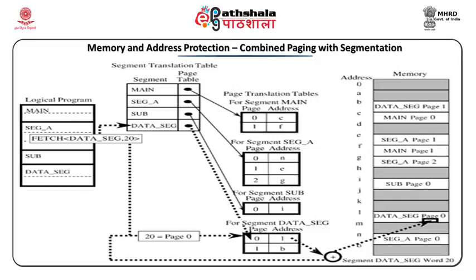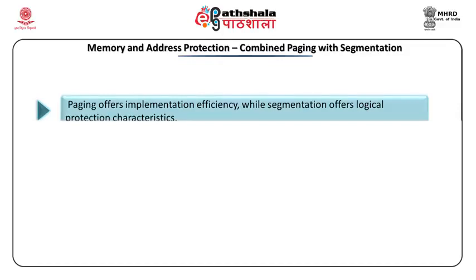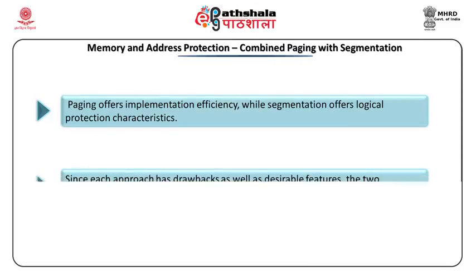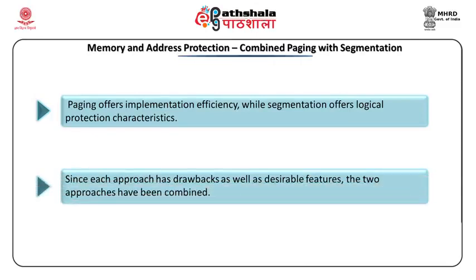So get the actual physical address of that page. If you check the page translation table, page 0 is residing at the address L. So L is the starting address of the page, and you want to reach offset 20, so add 20 to get the actual data requested. Paging offers implementation efficiency while segmentation offers logical protection. Since each approach has drawbacks as well as desirable features, they can be combined.